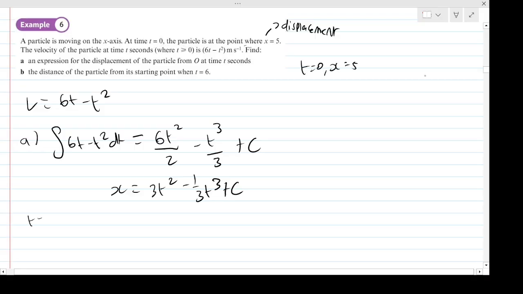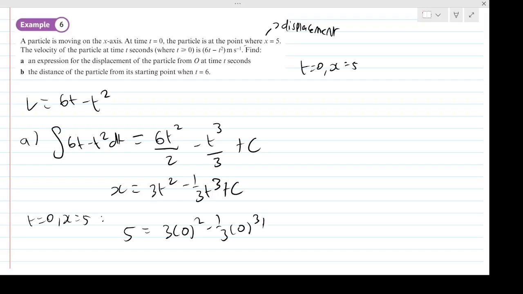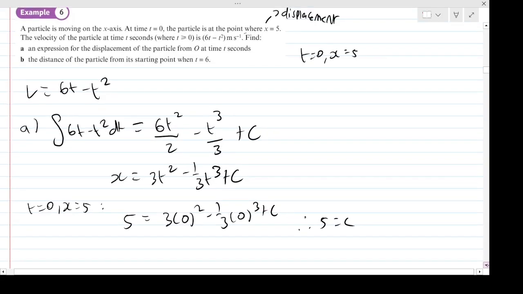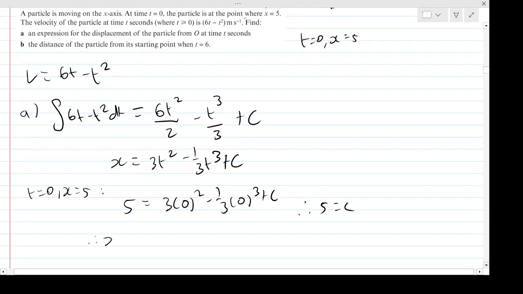So there we are. If I sub that in, x is 5 when t is 0. So 3 lots of 0 minus a third lots of 0 plus c. Therefore 5 is c. And so simply x is 3t squared minus a third t cubed plus 5. And there we are. That's my expression there.